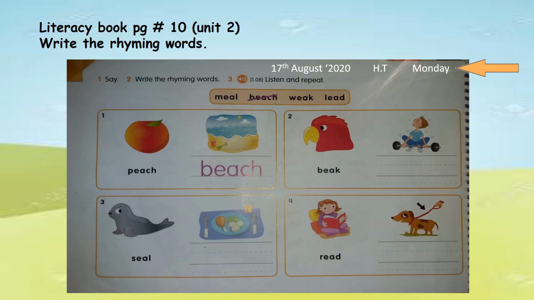Listen and repeat. 1. Peach, beach. 2. Beak, week. 3. Seal, meal. 4. Read, lead.